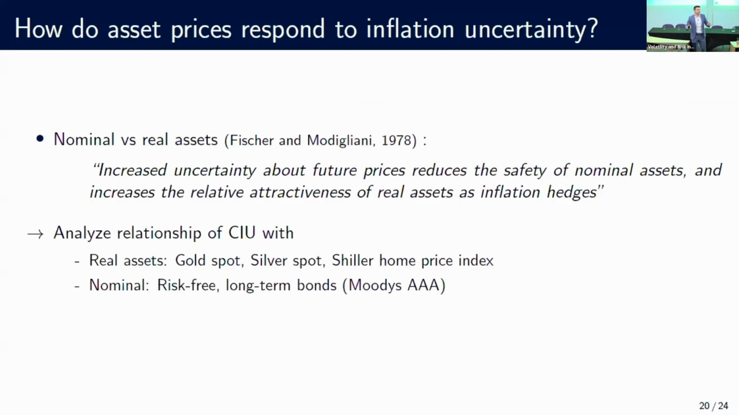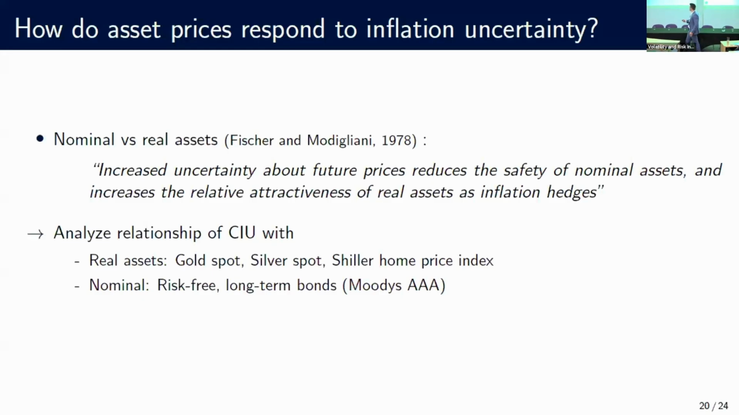Okay, so the last analysis I want to show you is, does this matter? Does it matter whether inflation uncertainty is low or high? Should the Fed essentially be worried about inflation expectations becoming de-anchored and there's high inflation uncertainty? Well, Fisher and Modigliani in 1978 already hypothesized increased uncertainty about future prices reduces the safety of nominal assets and increases the relative attractiveness of real assets as inflation hedges. That's pretty intuitive. If you're very uncertain about future price levels, you probably want to shift into real assets.